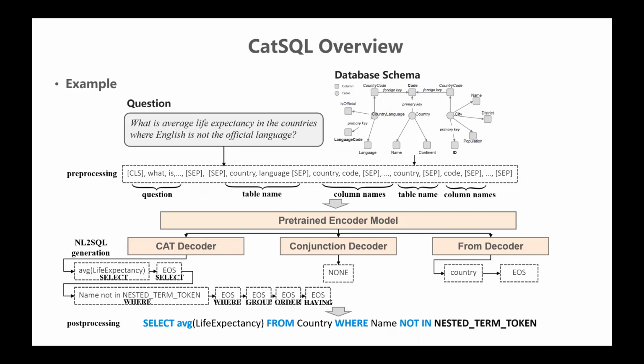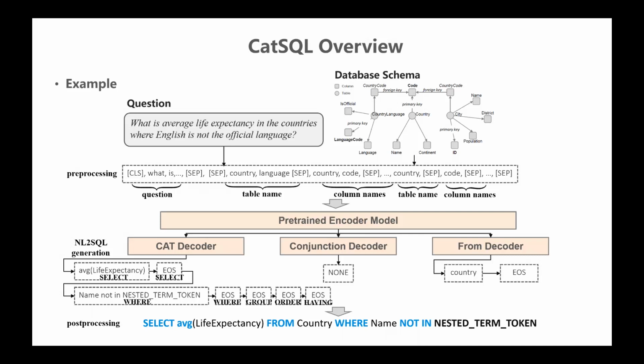The CAT decoder generates a sequence of CATs. When an end token is predicted, the decoder is turned to generate the next clause. The order of the predicted clauses is consistent with the SQL syntax. The from decoder predicts the tables in the from clause. And we convert the predicted elements into an atomic query using the context-free grammar.